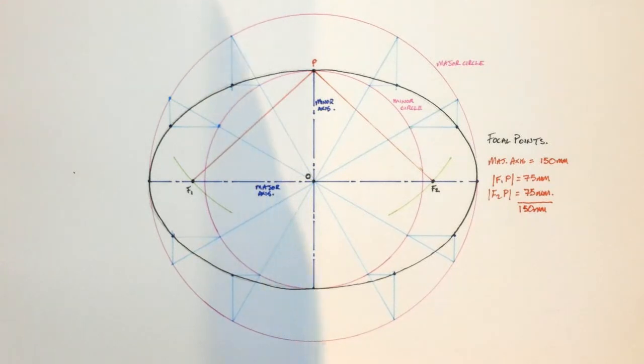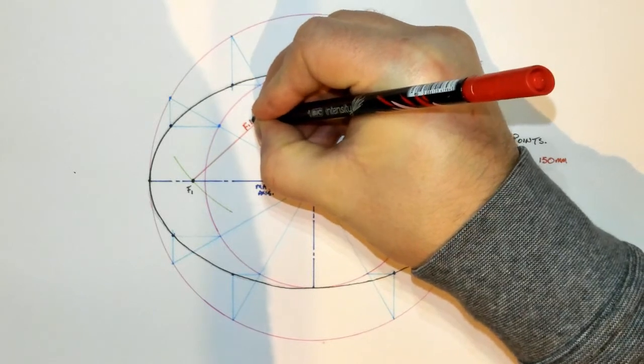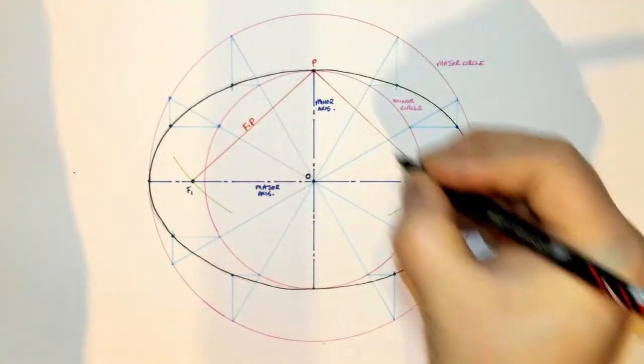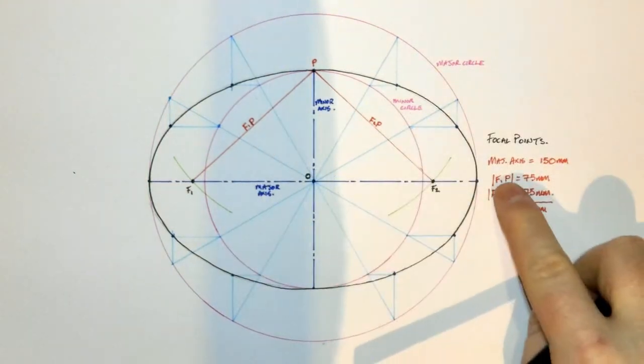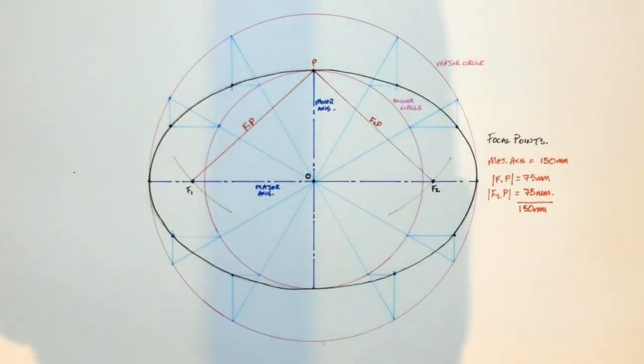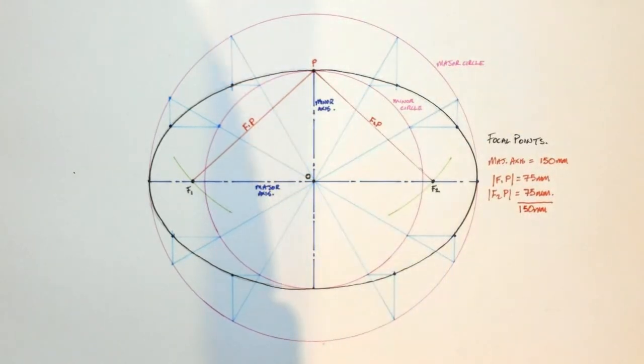Now that's no coincidence. I'm just going to write F1P on that one and F2P on this one, just so we can relate back here. So, when we add up the length of both of these lines, it gives us the length of the major axis. Is that something else? Well, let's have a look at another example.